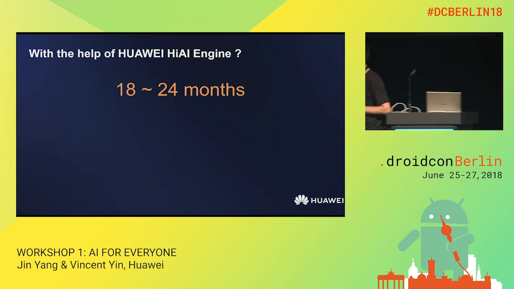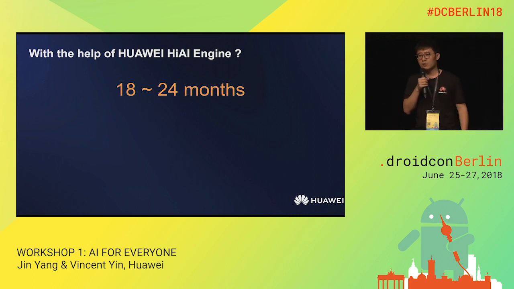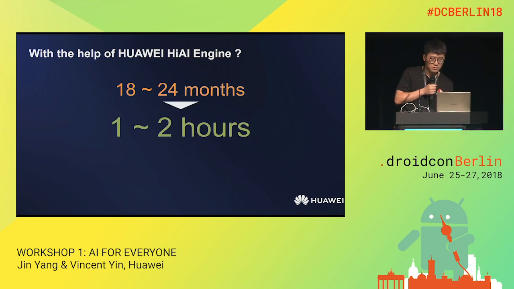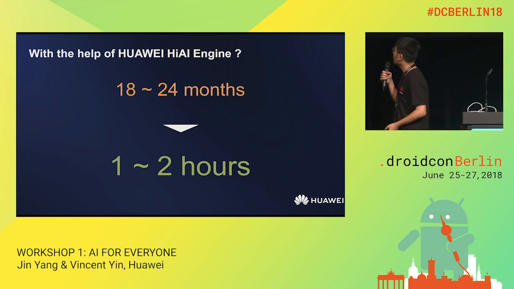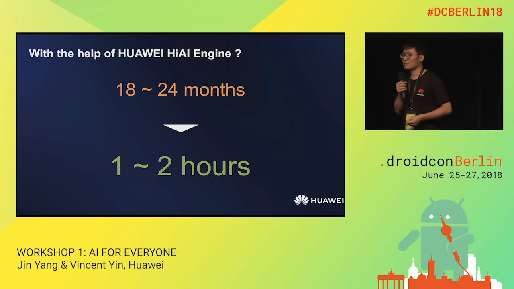Okay, I think unfortunately I learned machine learning too early, because at that time we didn't have the HUAWEI HiAI engine. As we just calculated, for myself I took about 18 to 24 months to create real models. But with the help of the HUAWEI engine, we can do it like this. In less than 2 hours, you can create an application with AI elements. So this is cool.